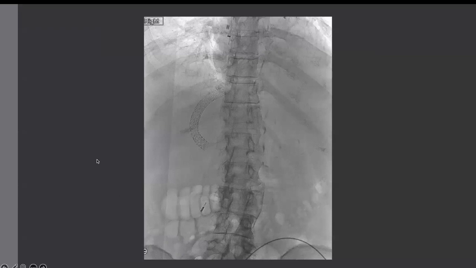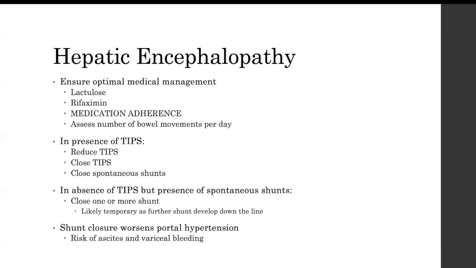And let's see, it's hard to see here again, but there's a lot of metal here now. So there's the initial TIPS. This is the end of the second Viator, I think. And then there's the parallel one in here. Again, hard to see, but you end up with a lot of metal in there, and these are relatively prone to occluding over time. And then it's not easy to reopen them.